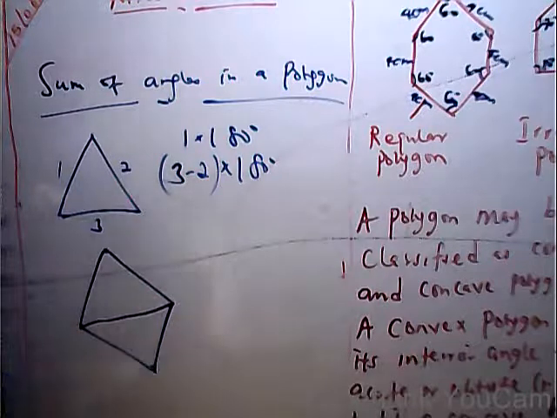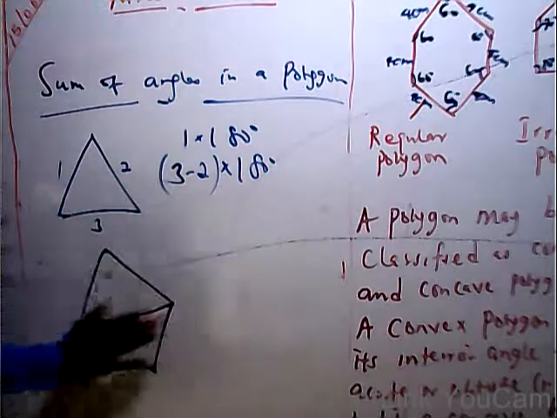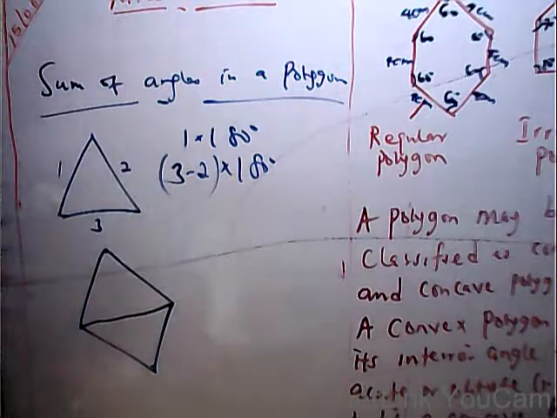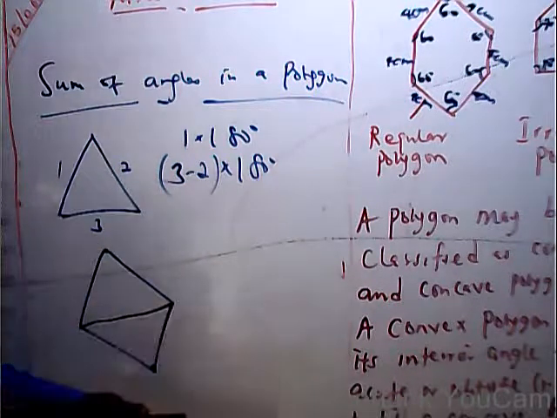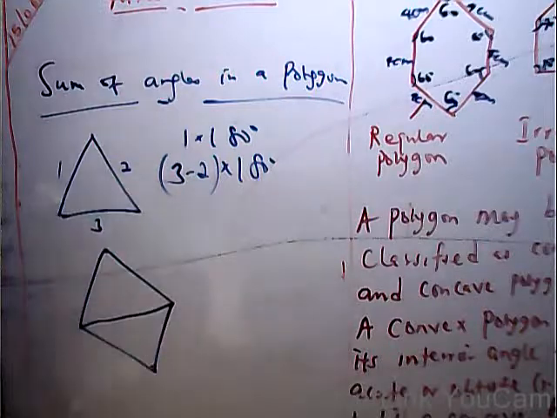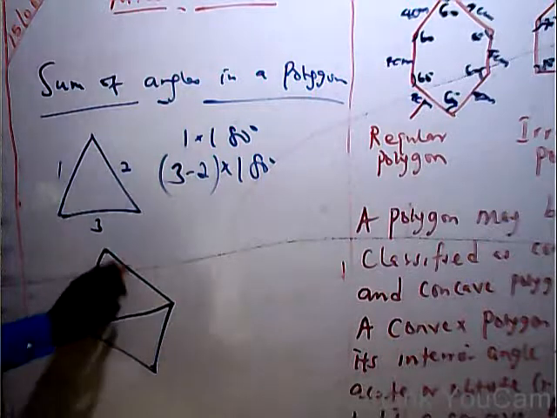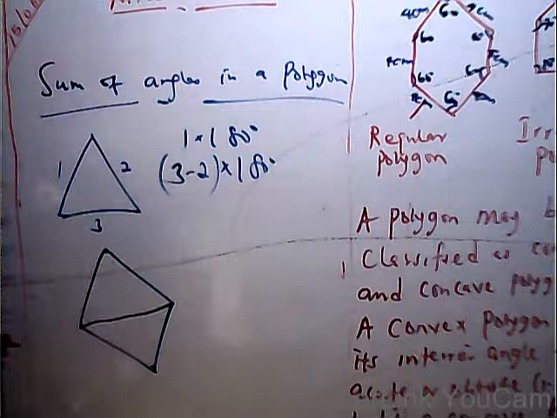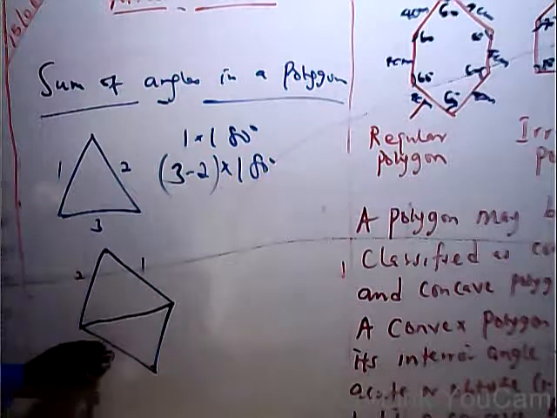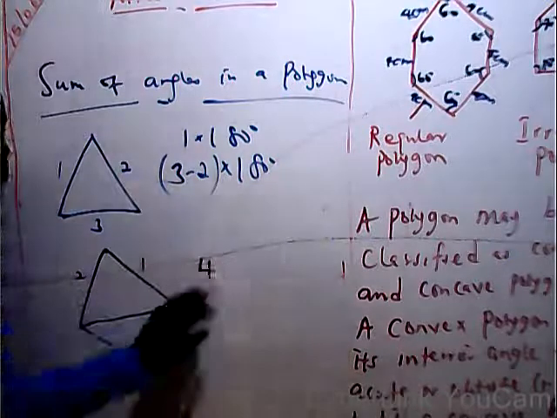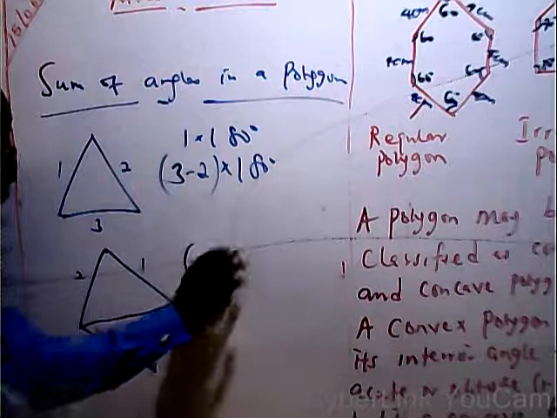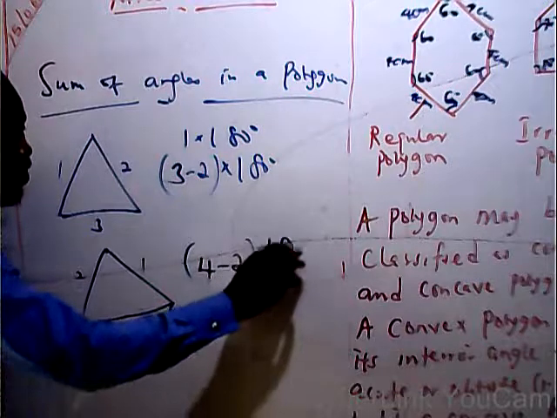Now, what will be the sum of the angles here? It is very simple. You have one triangle here, you have one triangle, that is 2 multiplied by 180. You can relate it to the number of sides. This one is 1, this one is 2, this one is 3, this one is 4. That is 4 minus 2 multiplied by 180 degrees.